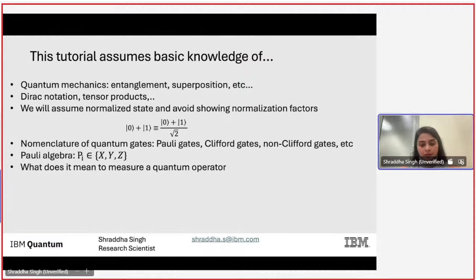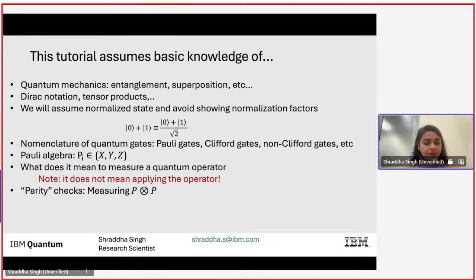Spoiler, it does not mean applying the operator. Measuring a quantum operator on a quantum state essentially collapses that state onto one of the eigenstates of that quantum operator. And the measurement outcome tells you something about the eigenvalue of the quantum operator.